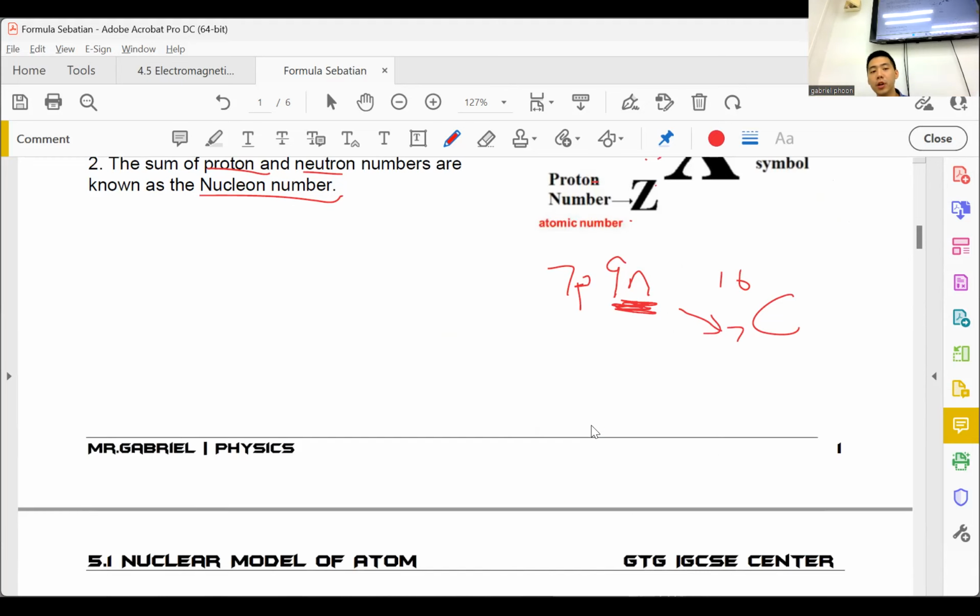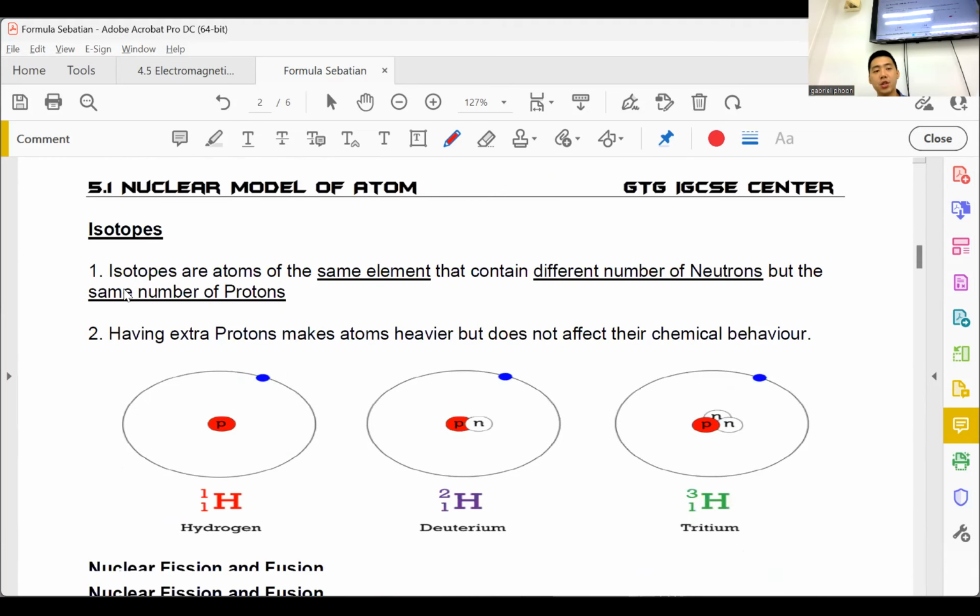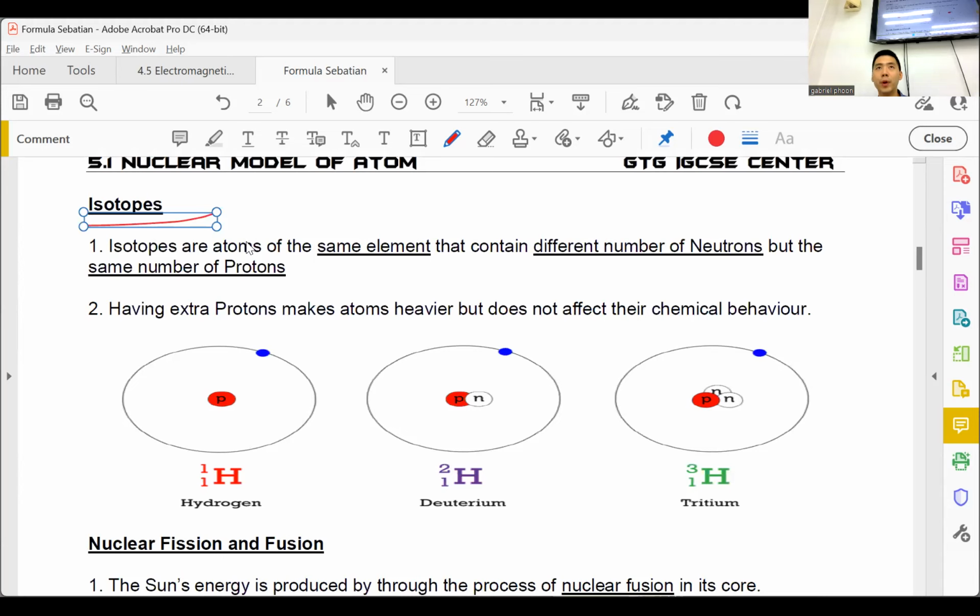Okay, the next thing you're basically going to learn are things known as isotopes, guys. Isotopes, right, which you have learned in chemistry also, are basically things with the same proton number but different neutron number. Okay, or you could say elements with the same proton number but different nucleon number, which is essentially the same thing.